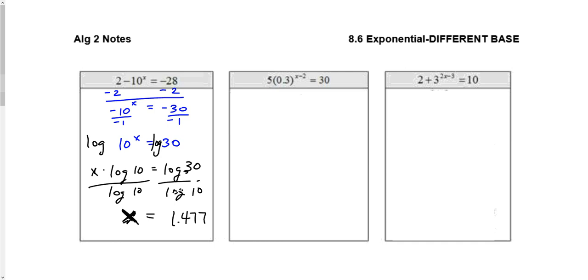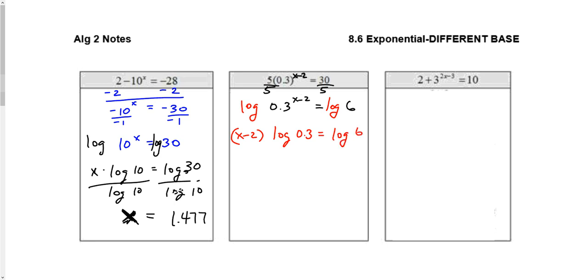Next one, so x minus 2 is the exponent, and it belongs to the base of 0.3. So I actually have to divide the 5. I have to get that base all by itself. 0.3 to the x minus 2 equals 6. And then I can go ahead and take the regular log of both sides. So that lets me move the x minus 2 to the front. So I have x minus 2 times log of 0.3 equals log of 6.